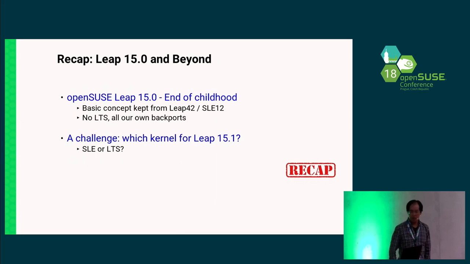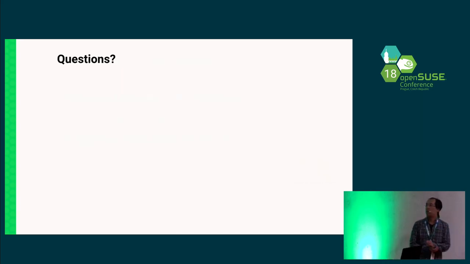And this is a recap again, 15.0: the basic concept is kept as 42, but no LTS. We are responsible for all our backports. And then for 15.1, I don't know. It's still an open question. So that's all about the kernel. I hope that it's in time. If you have any questions.